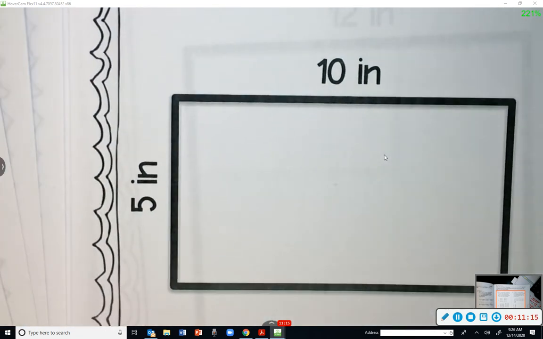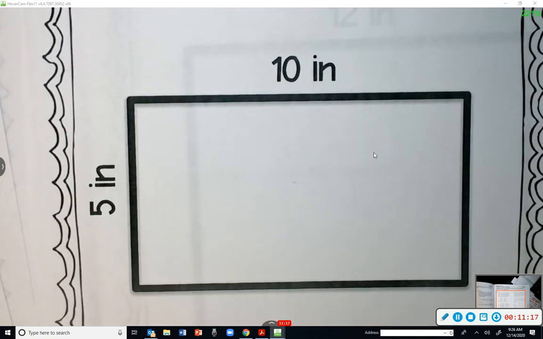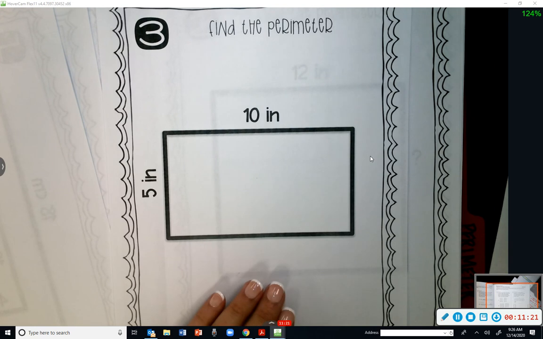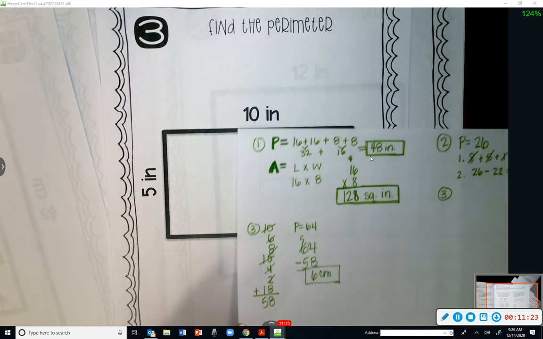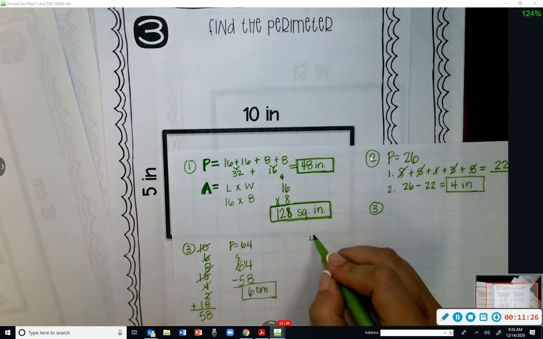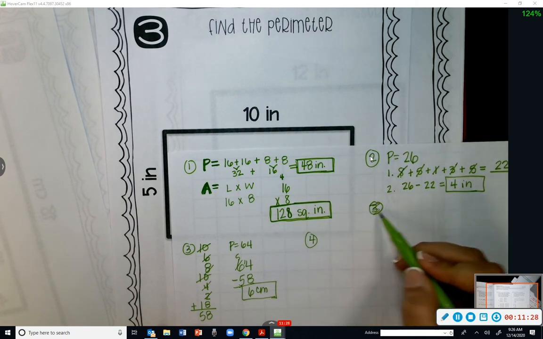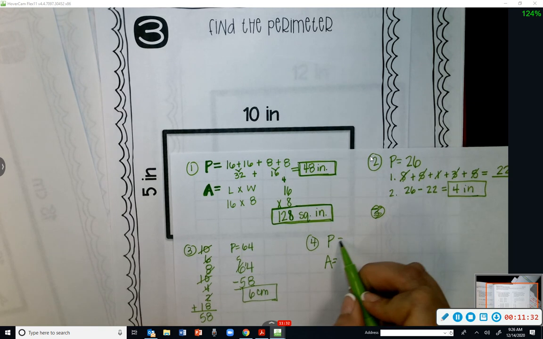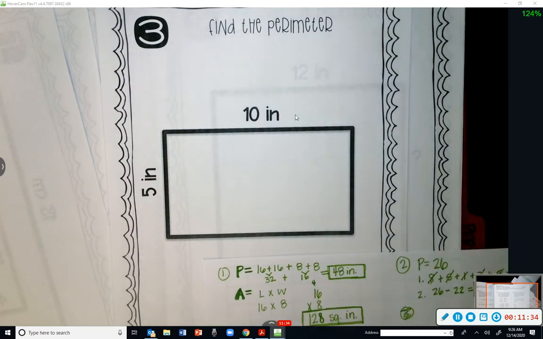Okay, this one. Find the perimeter and the area. Oh, that's nice. Find the perimeter and the area. 10 times 20. Shh, not out loud. It's so easy. Okay, perimeter and the area.